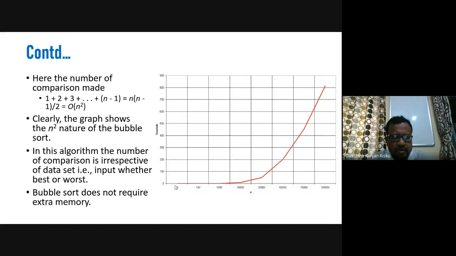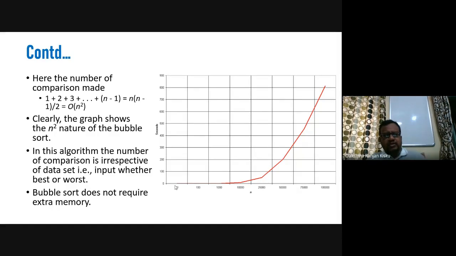Here we can see the graph, and this graph shows the n squared nature of the bubble sort. The x axis represents the input size of the array, and the y axis represents the time, denoted in seconds. If we gradually increase the input, starting from 1000, then the time complexity will increase. That means the number of comparisons will increase, and bubble sort will take much more time than for the earlier input size.